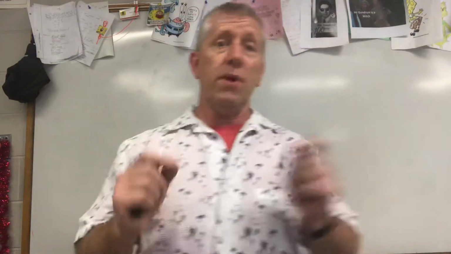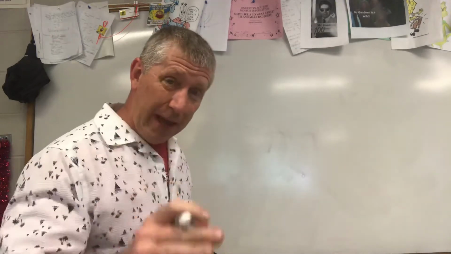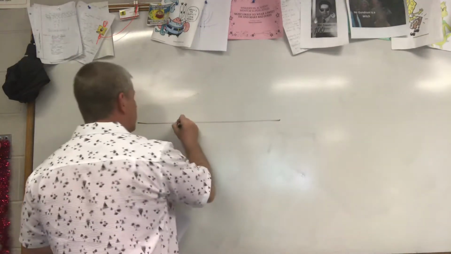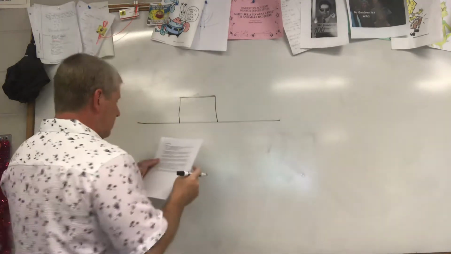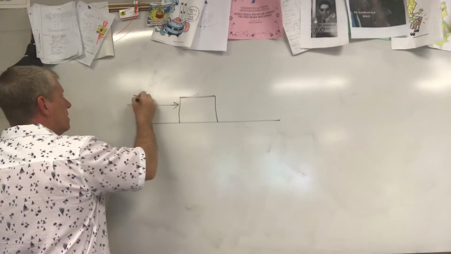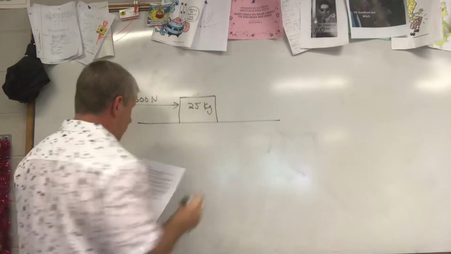Let's dive in. Force calculations with friction. I'll start with problem 3 on the force problems. Problem 3 says, a force of 300 newtons is applied to a 25 kilogram box on a horizontal table. Box on table. Love box on table. So we're putting 300 newtons of force on a 25 kilogram box.